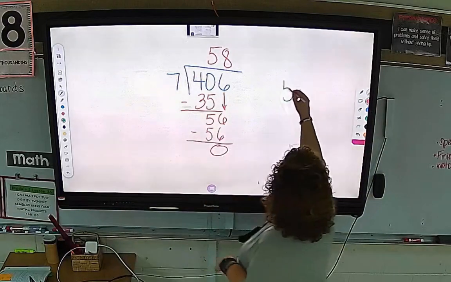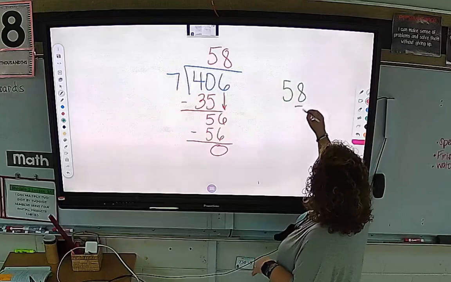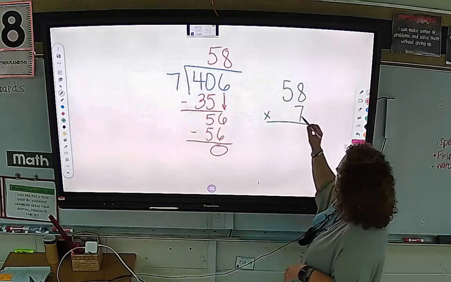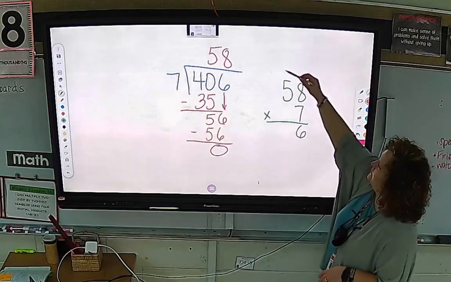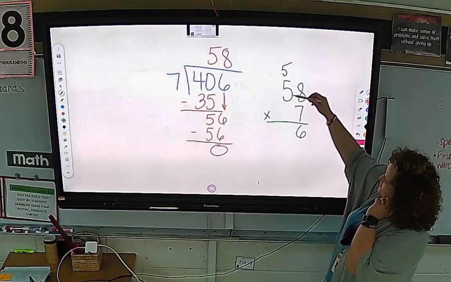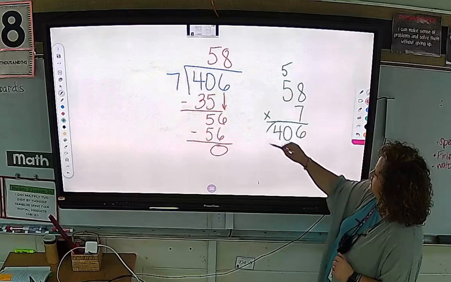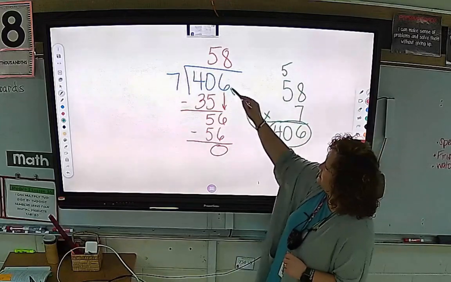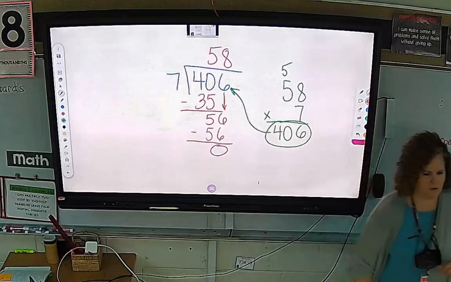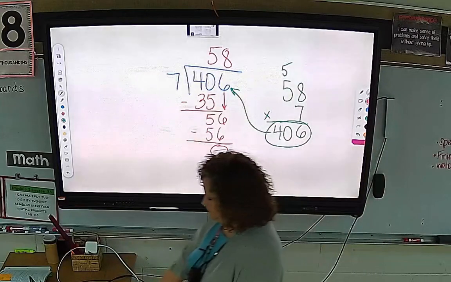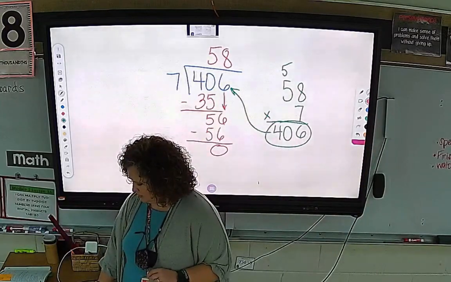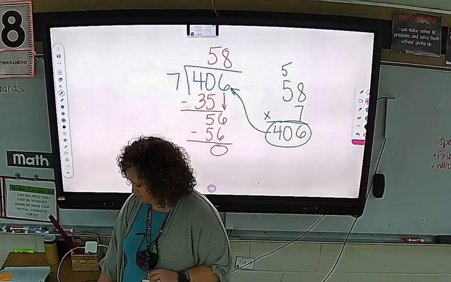Let's check it with multiplication. 7 times 8 is 56. 7 times 5 is 35, plus 5 more is 40. And we have 406, which is our dividend right there. Okay. Alrighty. Let's try one more.